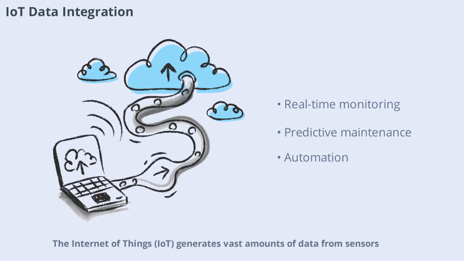Internet of Things, IoT, generates vast amounts of data from sensors, devices, and machines. Integrating IoT data with business systems enables real-time monitoring, predictive maintenance, and automation. IoT integration requires handling high-velocity data streams and ensuring interoperability between devices and platforms. Successful IoT data integration unlocks new opportunities for innovation and efficiency.